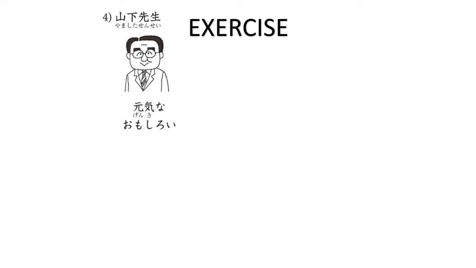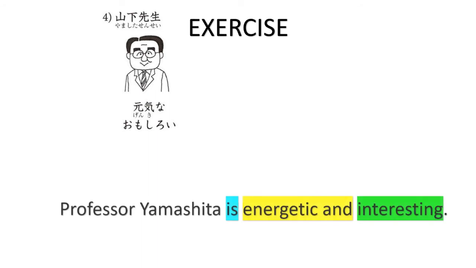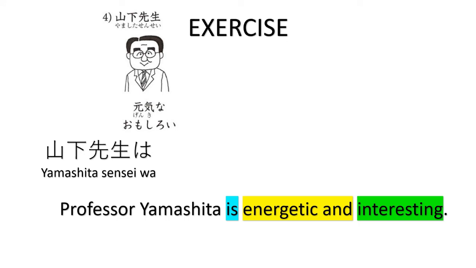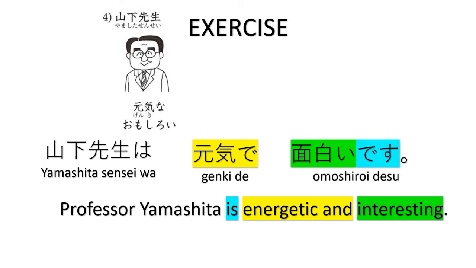Here we have Yamashita sensei. So Yamashita sensei is genki, genki na, energetic, and interesting, omoshiroi. Alright, so to translate this in Japanese, we say, Yamashita sensei wa genki de omoshiroi desu. Yamashita sensei wa genki de omoshiroi desu. Here, we drop na, hiragana, and replace it with de.